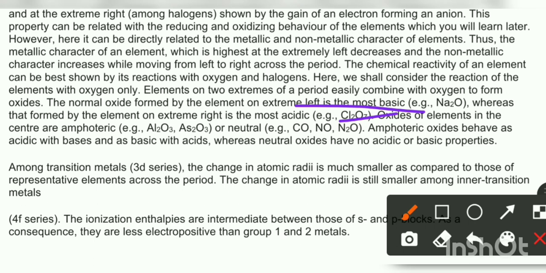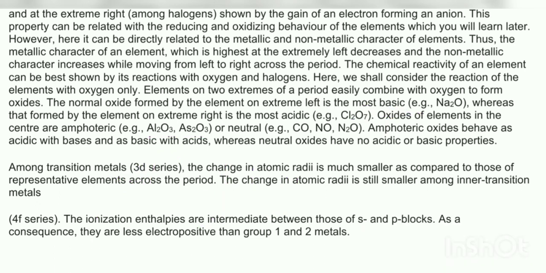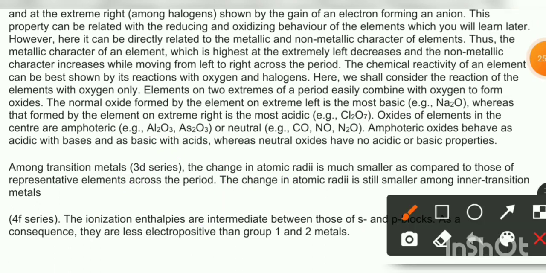Sulfur oxides, phosphorus oxides, oxides of nitrogen, oxides of sulfur, oxides of halogens, they are in acidic condition or exhibit an acidic character. Next are the oxides of the elements from the middle of the periodic table, like aluminum, arsenic. These are Al2O3, oxides of aluminum. They are amphoteric in nature. Amphoteric nature means in a few cases it behaves like an acid, in a few cases it behaves as a base.